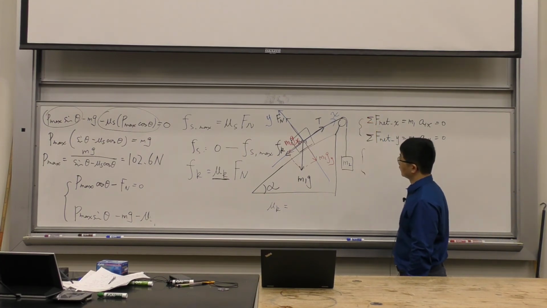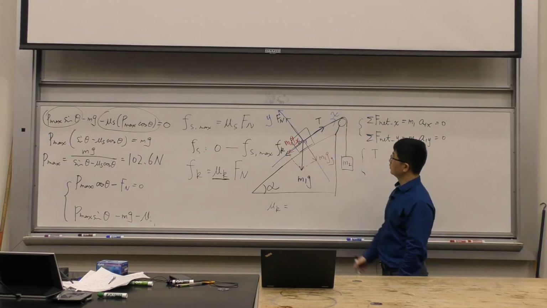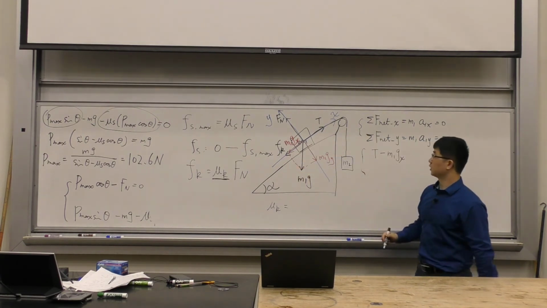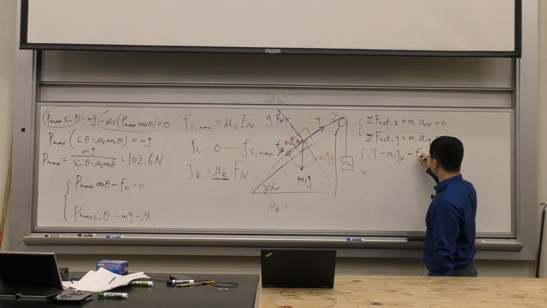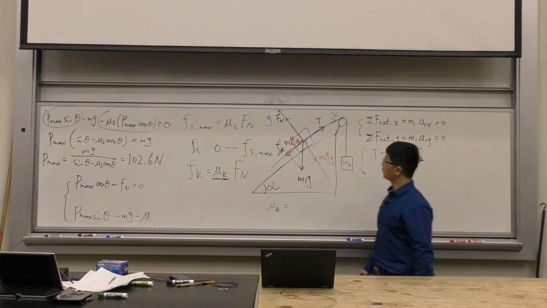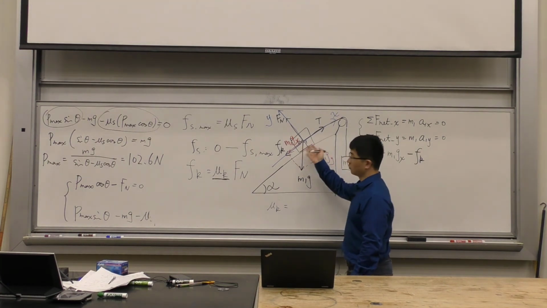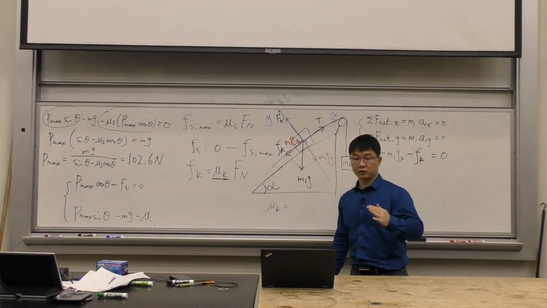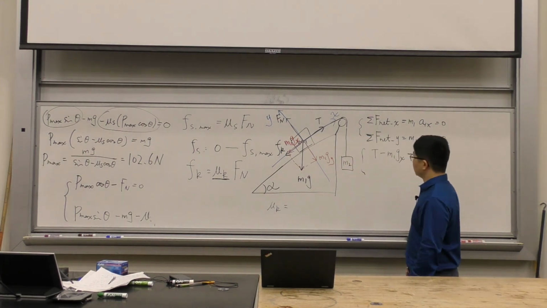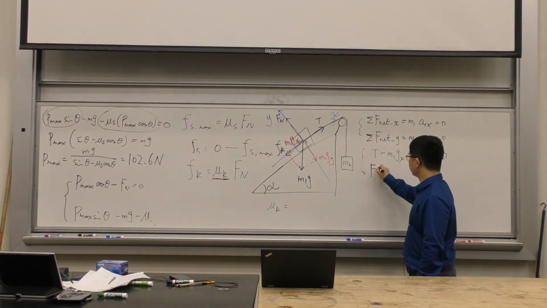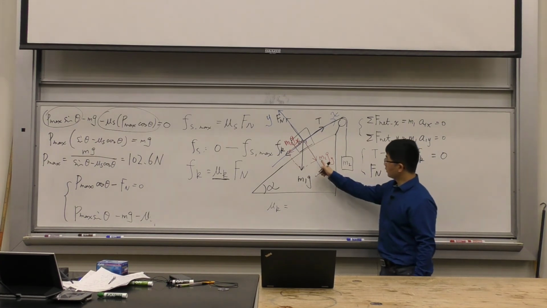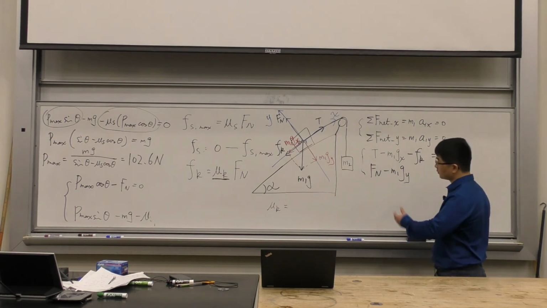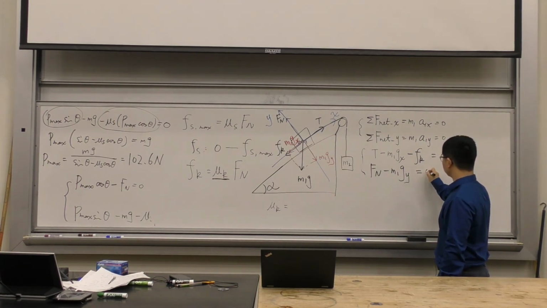X component, I'm going to have T positive, m1gx negative, so I have a negative sign, kinetic friction, negative, and that's it. I only have 3 components in the x direction, so I'm going to put a 0 on the right because acceleration is 0. It's moving at a constant velocity. That's what I'm going to do in that experiment. Now, in the y direction, I would have normal force, and then the other one is just going to be m1gy. And that's it. I only have 2 components in the y direction. That's going to equal 0.